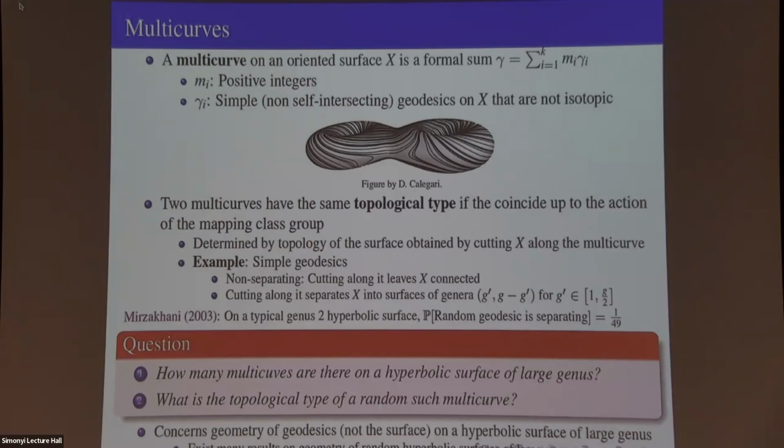I should emphasize that this talk is really related to the geometry of the geodesics and not the surface. There is a beautiful and very large literature on the geometry of random hyperbolic surfaces of large genus. But what I'm actually interested in is, I take a hyperbolic surface of large genus and ask myself how a random multicurve or a random curve behaves on it.